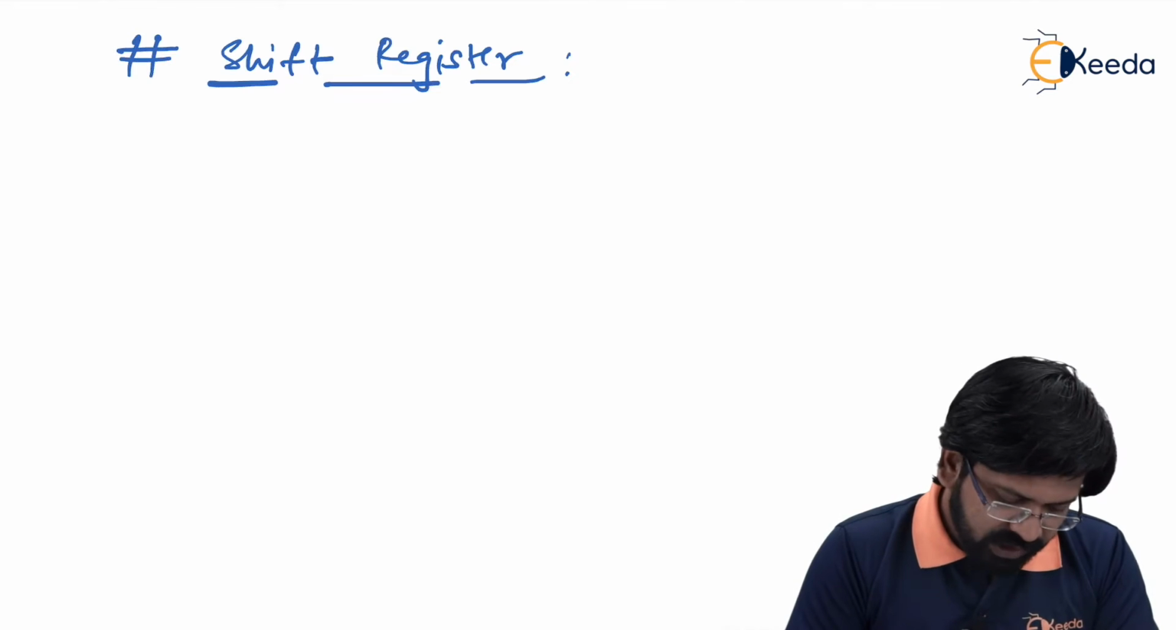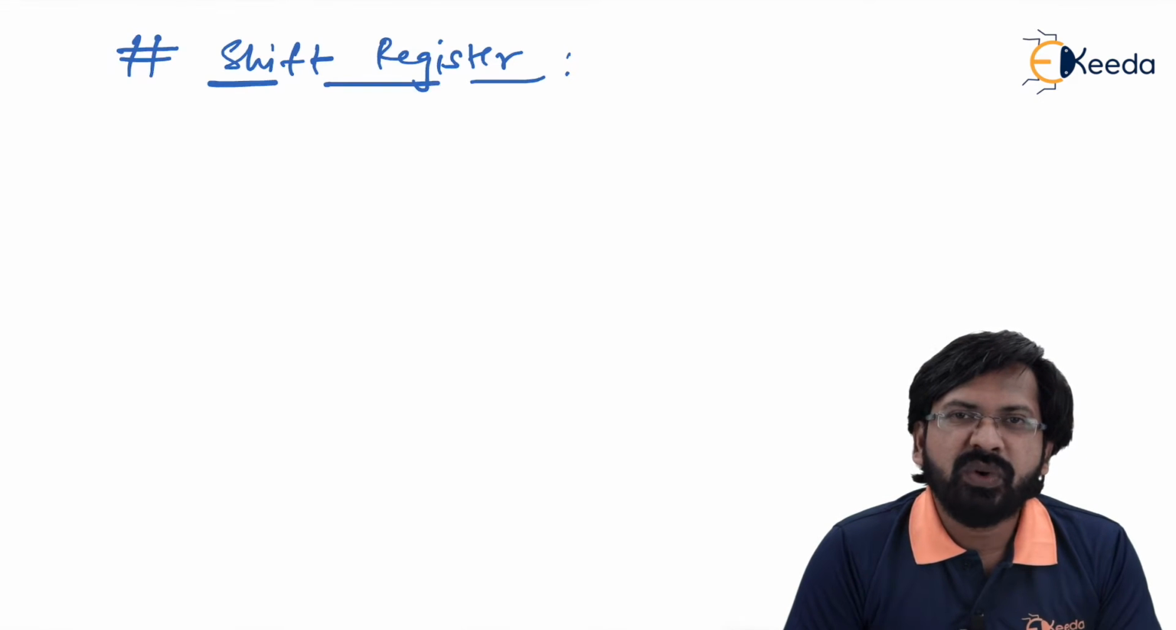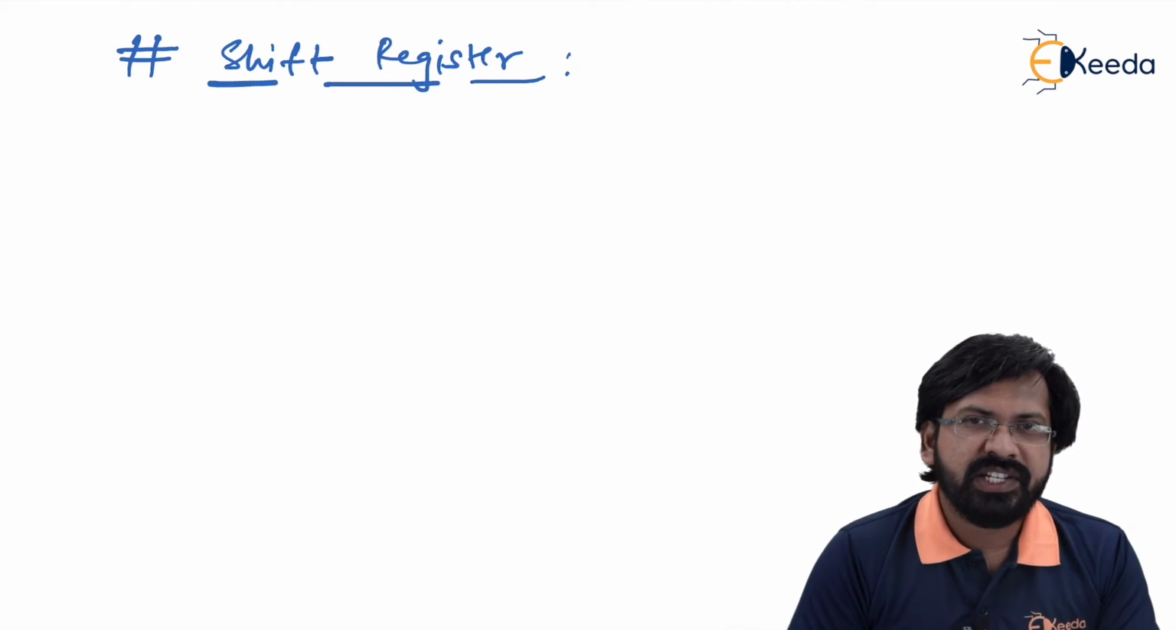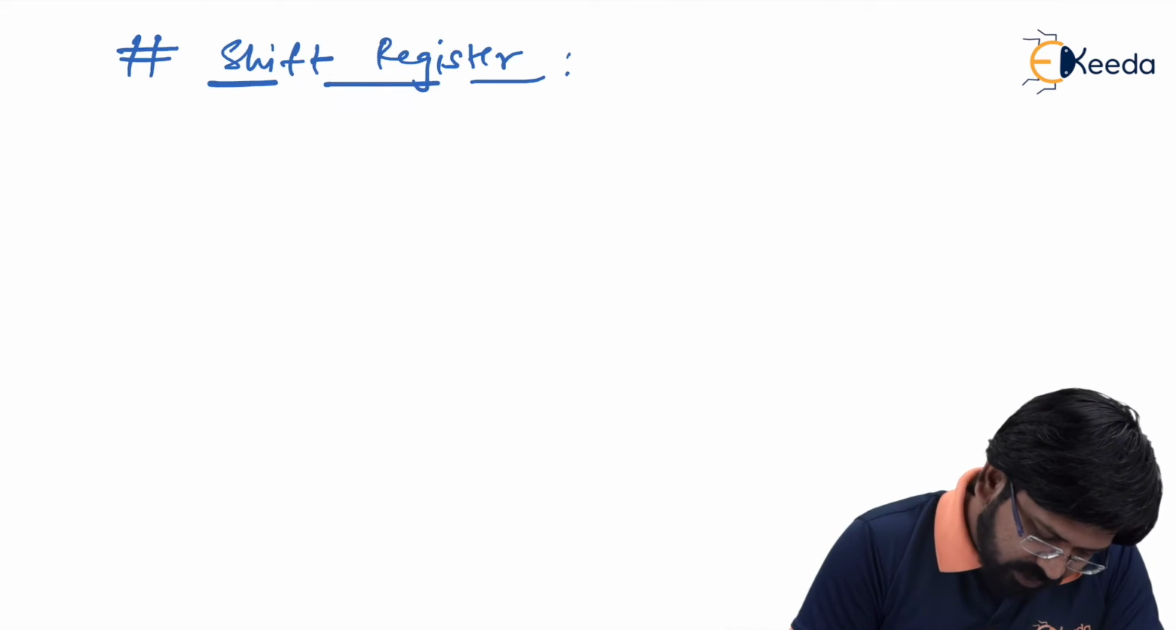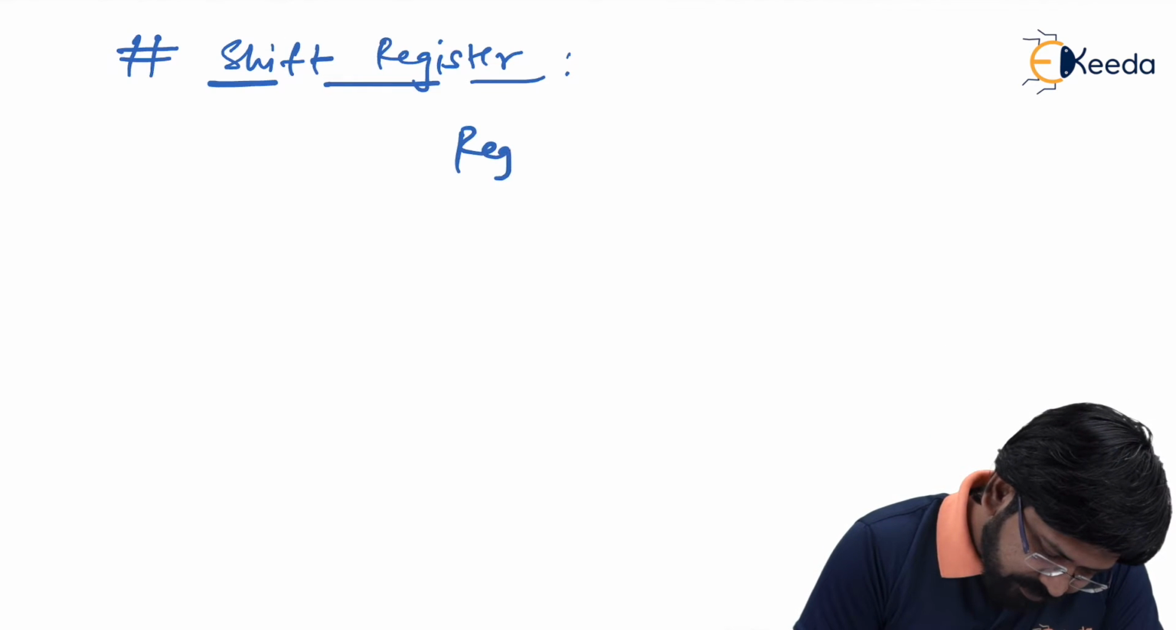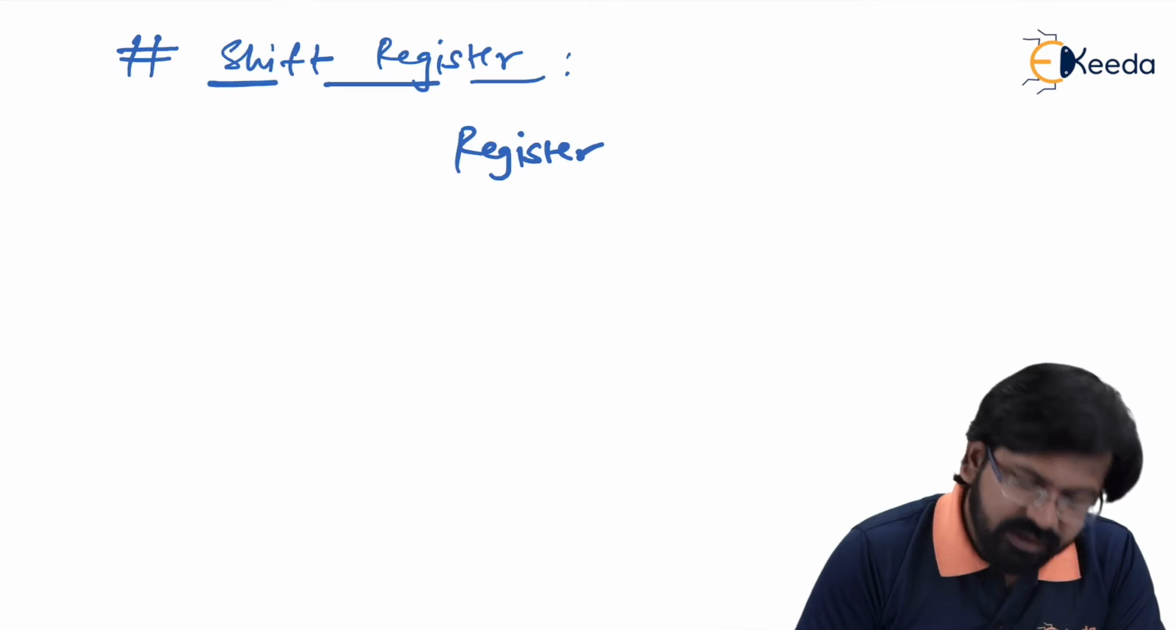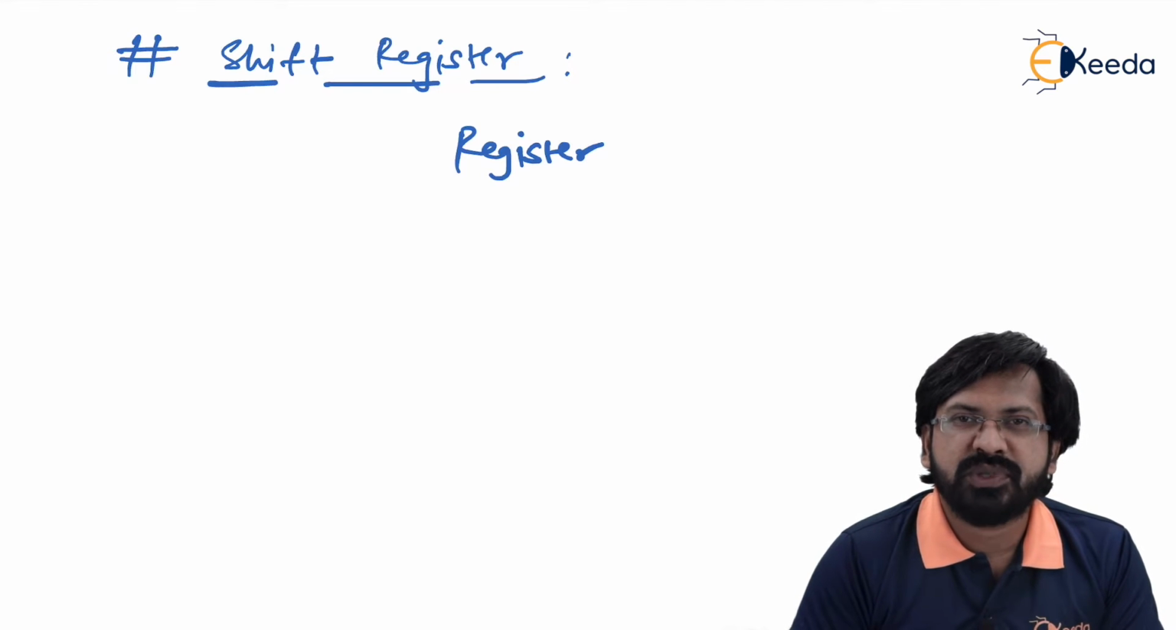Now, as you can see, shift register is made up of two words, shift and register. Let us understand them separately. So when it comes to register, then register is nothing but a set of flip-flops together.